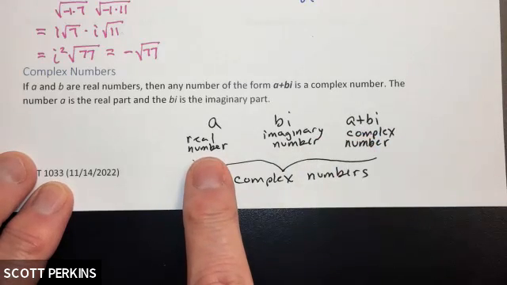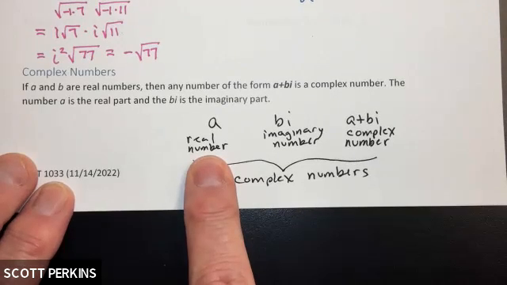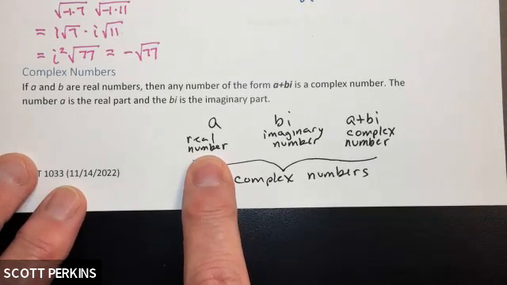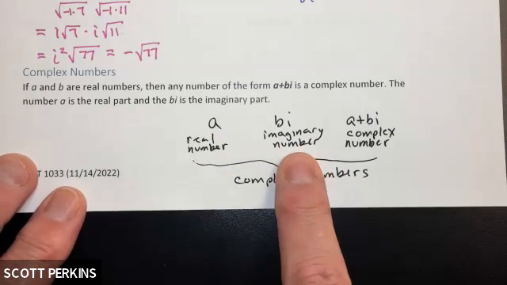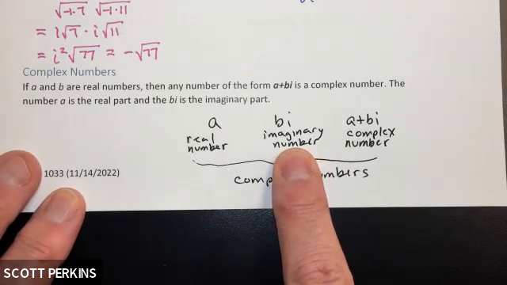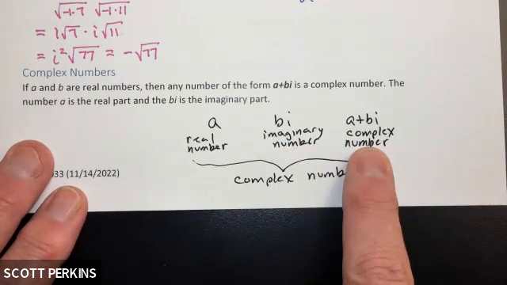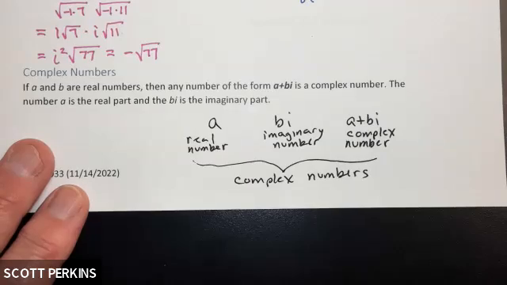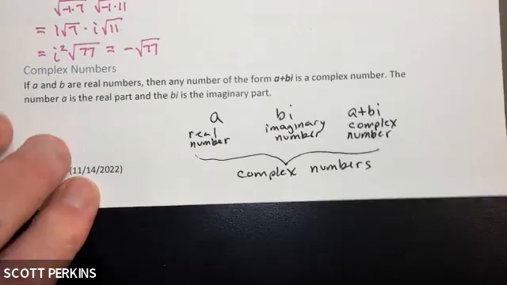Now, any real number that you've been using is a complex number with no imaginary part. Imaginary numbers are complex numbers with no real part. And then you have the two-dimensional complex numbers. Working with them is always the same.